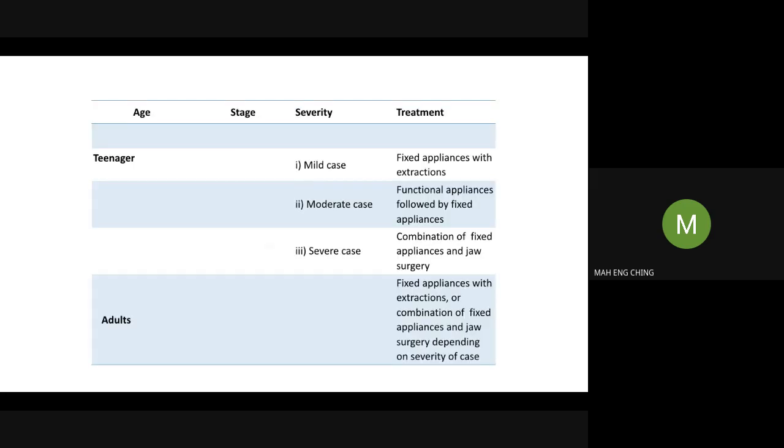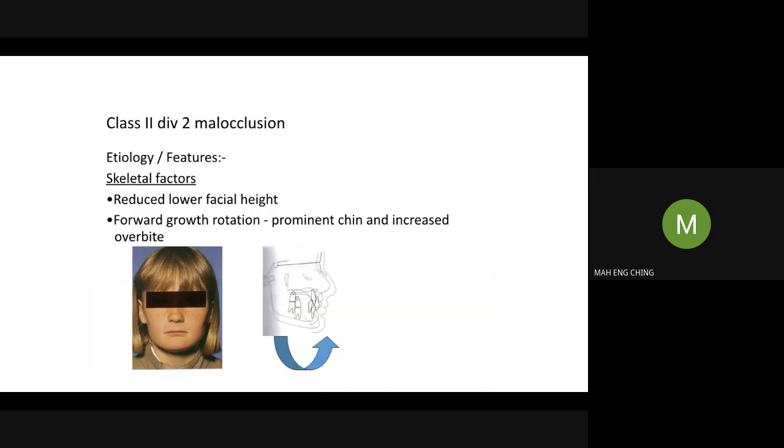Okay. So we finished with the Class 2 Division 1 treatment. Now we come to Class 2 Division 2 treatment. So again, we'll go through the etiology, the features. First thing, skeletal, followed by dental, then soft tissue. And the last one is habit.